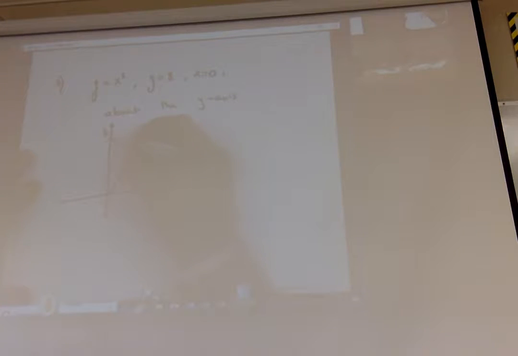This is what we have. So this is the area that we're supposed to rotate. Do you have any questions about the area? Okay, so we're rotating this area, and again, our axis of rotation is the y-axis.